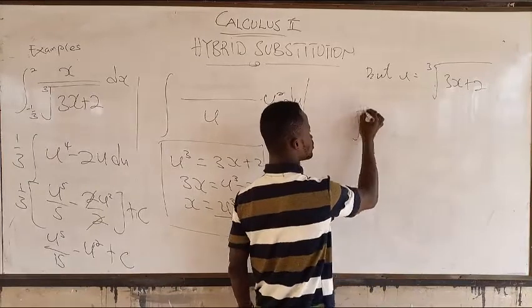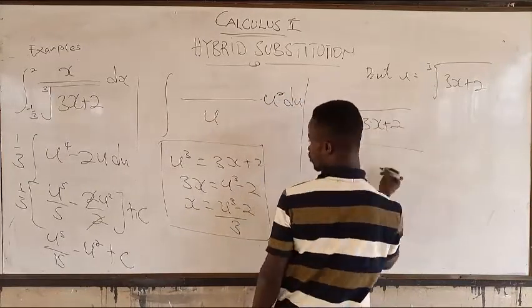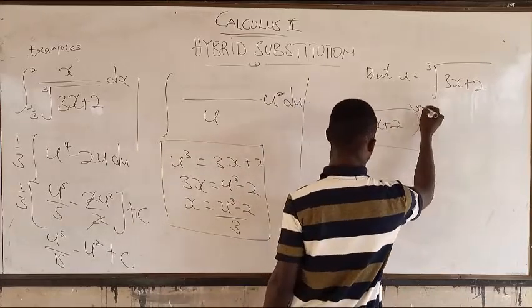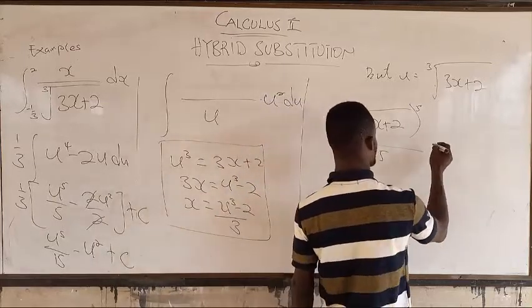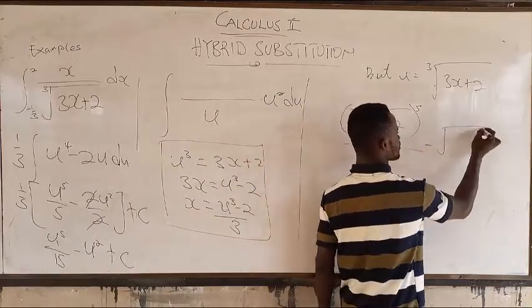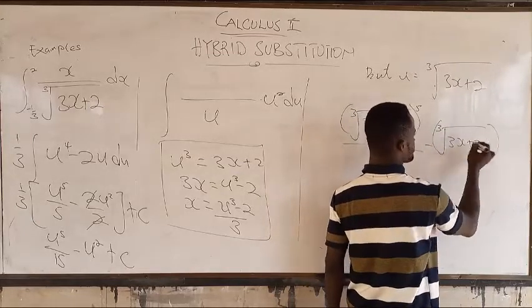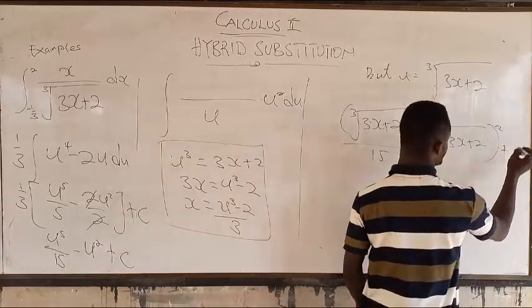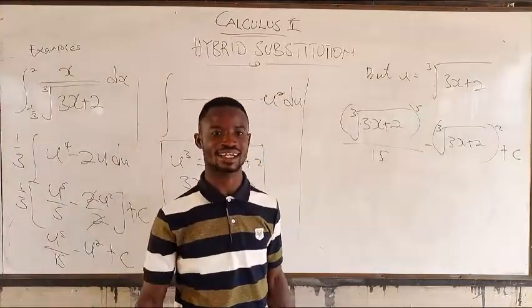So raising to the power of 5 over 50 minus raising to the power of 2 plus c. And that is the final result for this one.